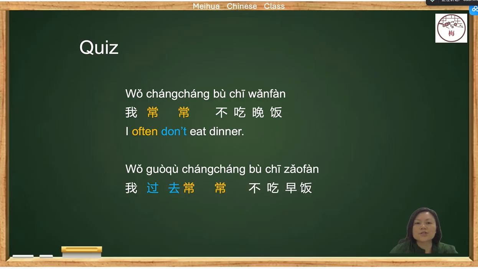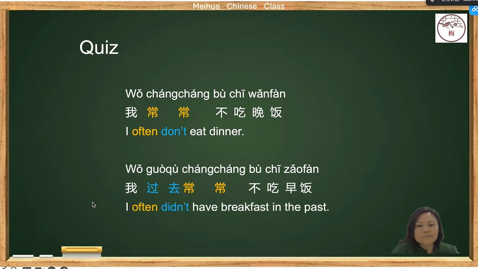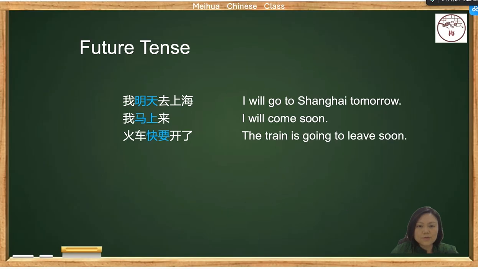So in the translation, I should use the past tense, right? I often didn't have breakfast in the past. Here I cannot use don't, right? I often don't have breakfast in the past. This is contradicting. In the past means this is something happening in the past. So this is to help you better understand the priority of different rules.